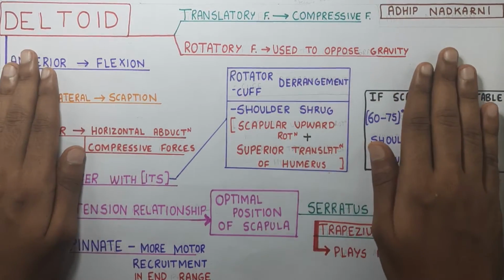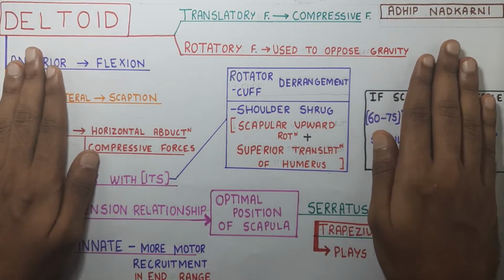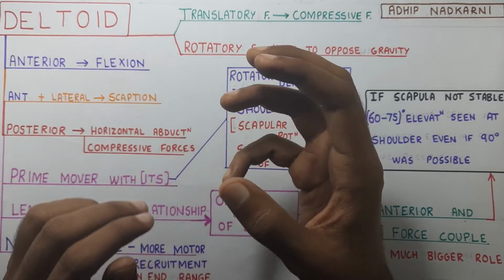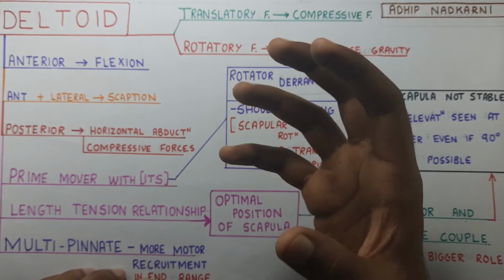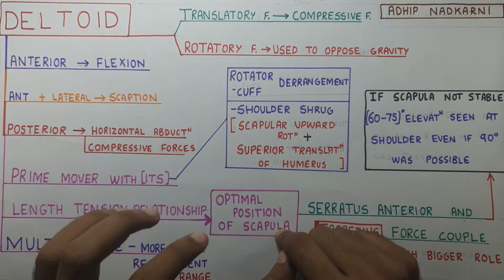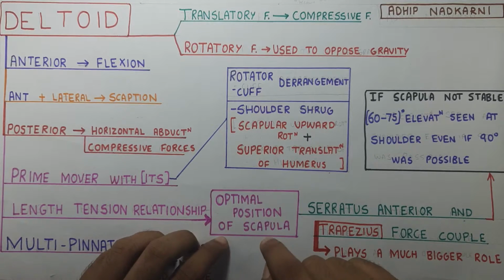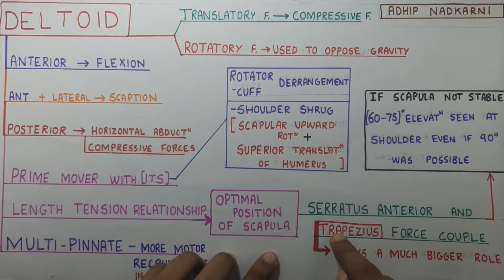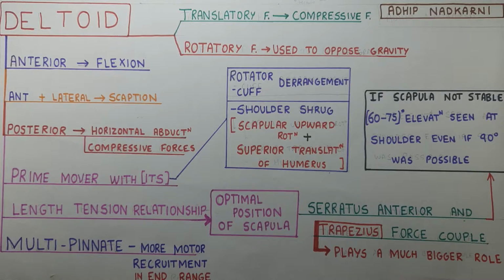If it's too far away, that is your scapula and humerus are too far away or too close to each other, the tension that deltoid will be producing to carry out the movement won't be enough. So hence the optimal position of the scapula is very important, which is given to it by your serratus anterior and trapezius muscle. And over here, trapezius especially plays a very important role in giving the optimal position to your scapula.